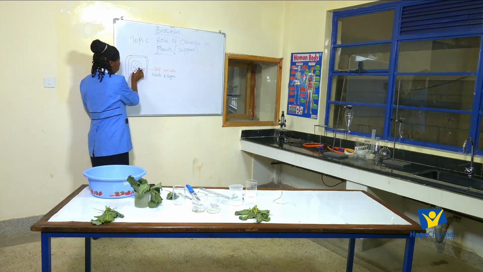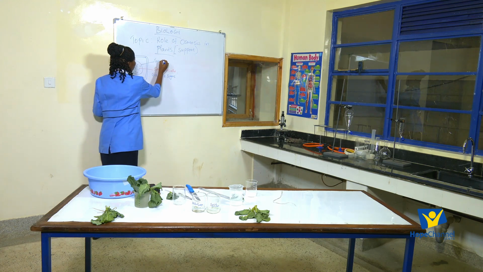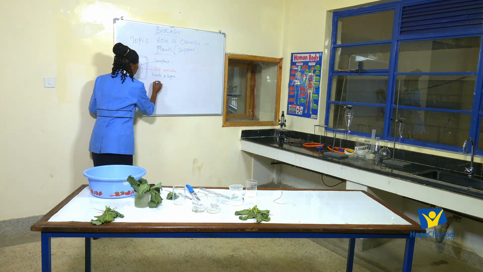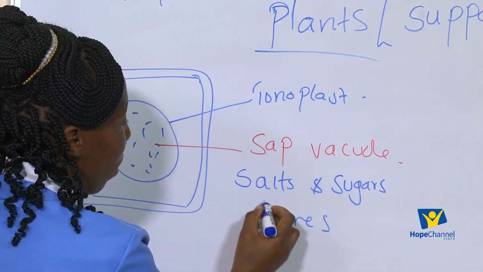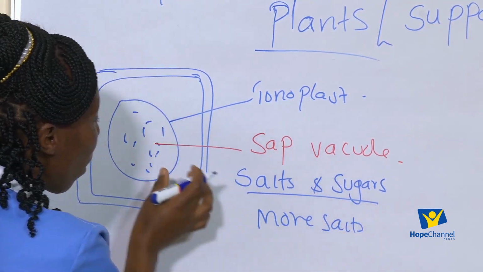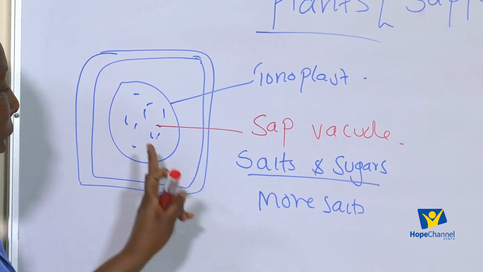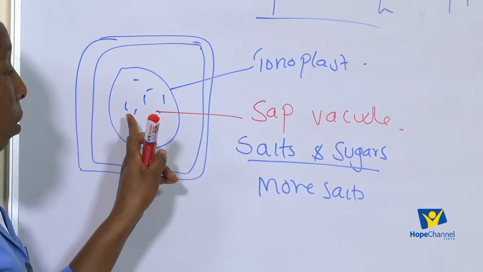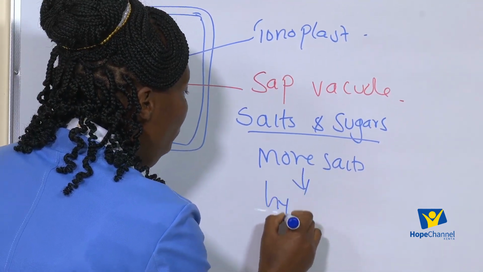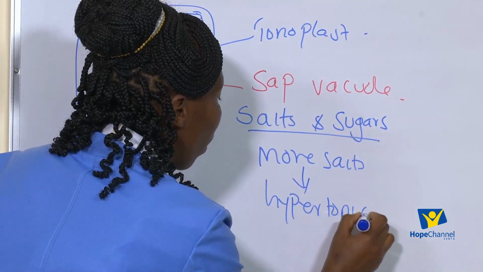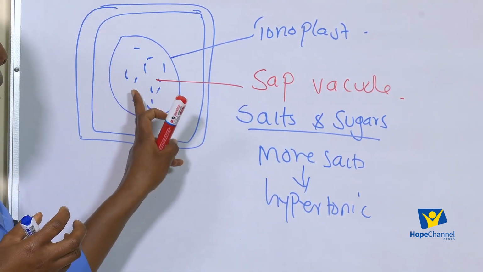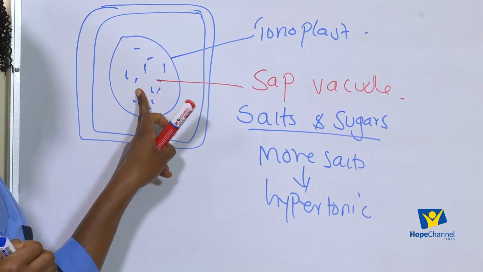So inside the sap vacuole, because we said this is the tonoplast, what happens if you have more salts? If you have more salts in the sap vacuole, what happens inside the sap vacuole? It becomes hypertonic. Now, when the sap vacuole is hypertonic, when the concentration inside the sap vacuole is hypertonic, what happens?